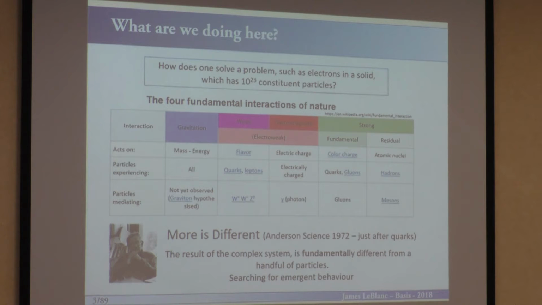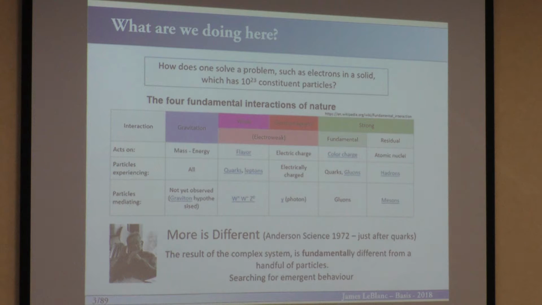I like to start with as general an introduction as possible. So I just want to remind what it is that we're doing here. We are physicists with different backgrounds. And we know that there are 4 fundamental interactions in nature. And you go to Wikipedia, and you find this nice table. What we want to try and do is understand how to solve a problem such as electrons in a solid that has 10 to the 23 particles. So that's referred to as the many-body problem.